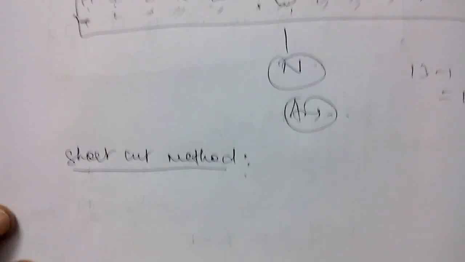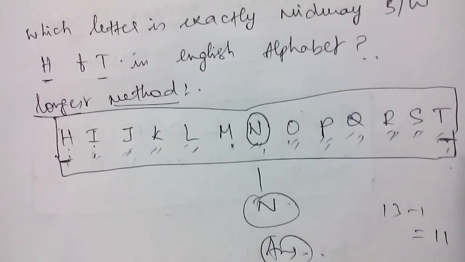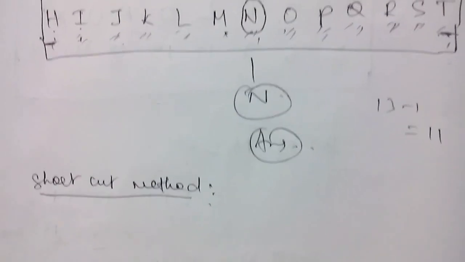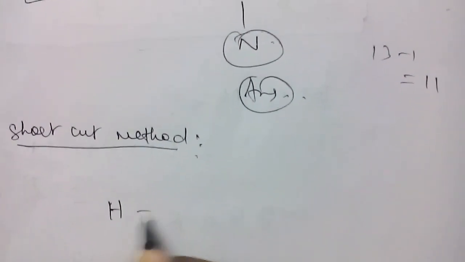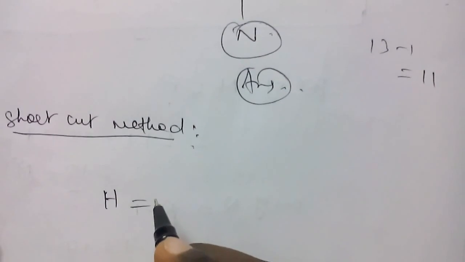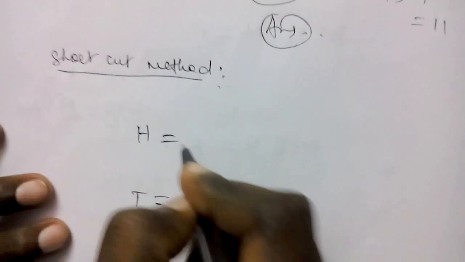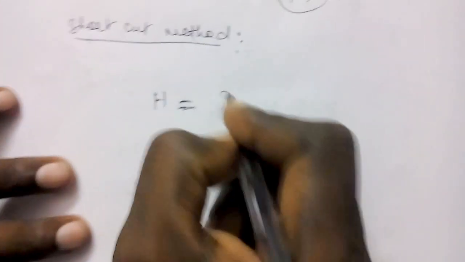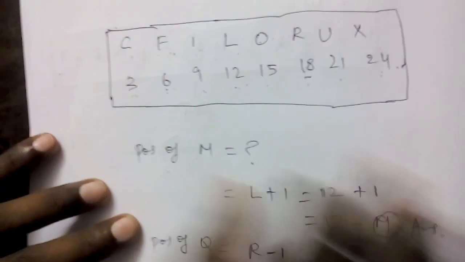To find the midway between H and T. We need to find the value of H and the value of T. So first I'm taking you to H.